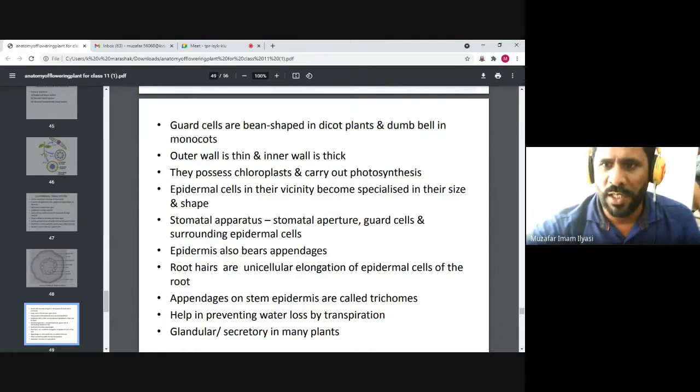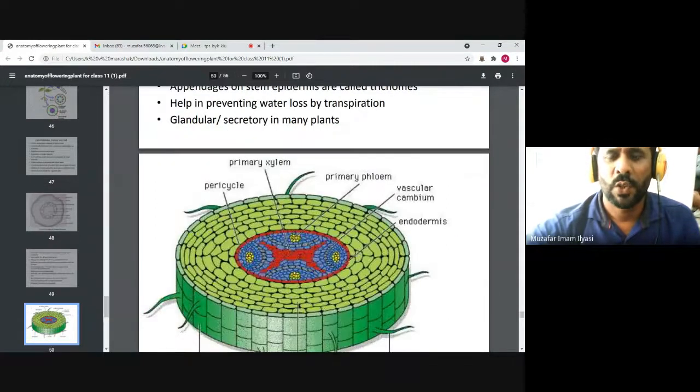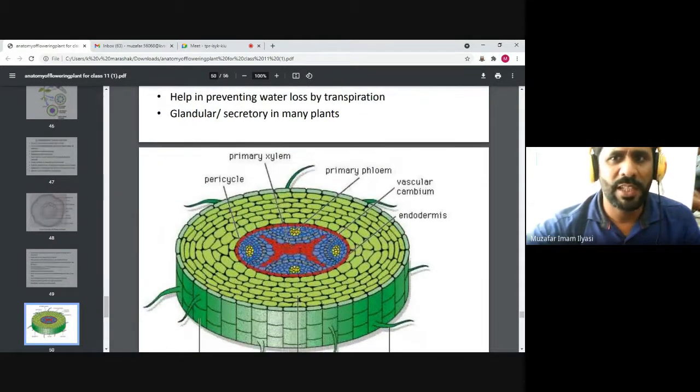Epidermis also bears appendages. Root hairs are unicellular elongations of epidermal cells of the root. Appendages on a stem epidermis are called trichomes, which help in preventing water loss by transpiration. They are glandular or secretory in many plants. You can observe all these things in this slide as labeled here.